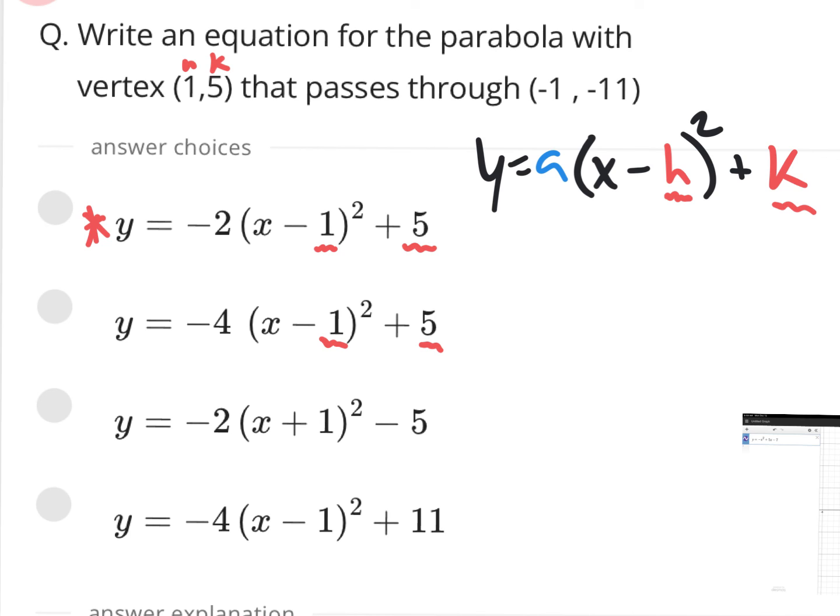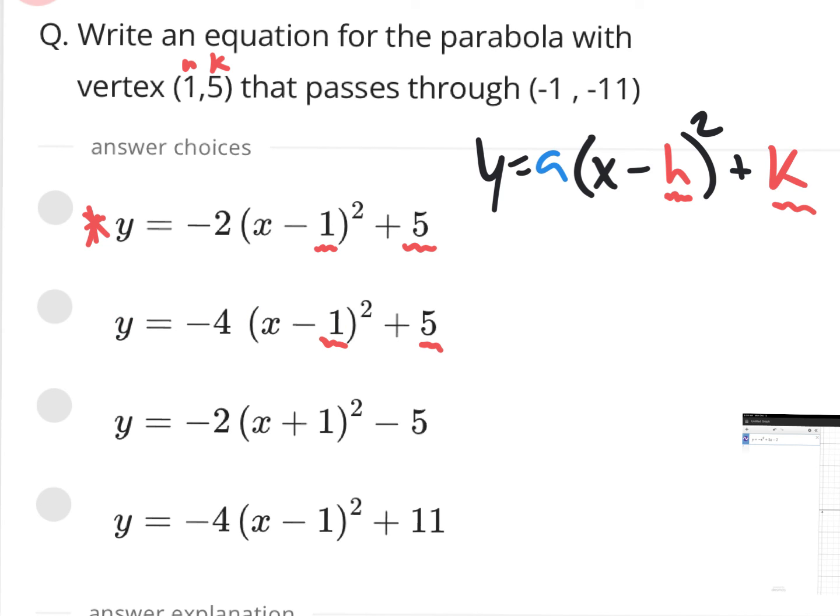And yeah, algebraically, to find out which one it is, you could plug in this for x and this for y. You could plug in the x value of -1 and the y value of -11 and see if it gives you a true statement, right? Whichever one it works for, that's your answer.